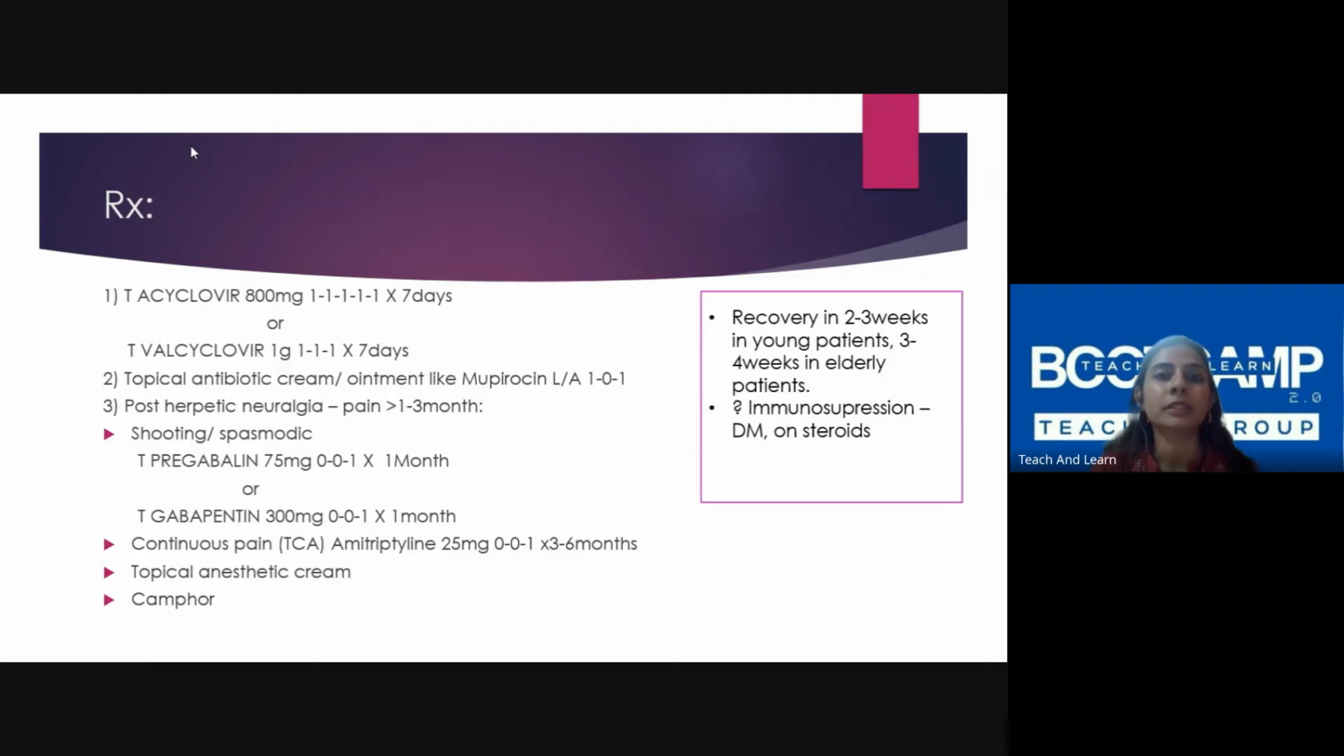If there is continuous type of pain, the patient is telling, no, this is not working, you can start them on amitriptyline 25 mg in the night for 3 to 6 months also. Then you can try topical anesthetic cream because it might persist for a longer duration in some elderly patients. You can give camphor ointment also for the pain. If all of this is also not working, you can refer them for nerve blocks.